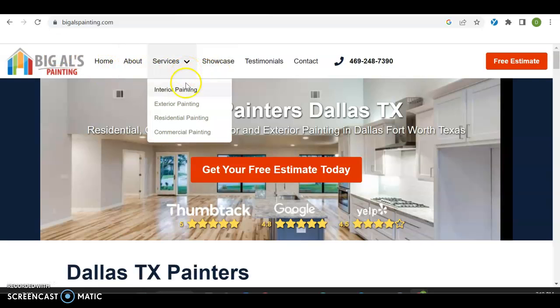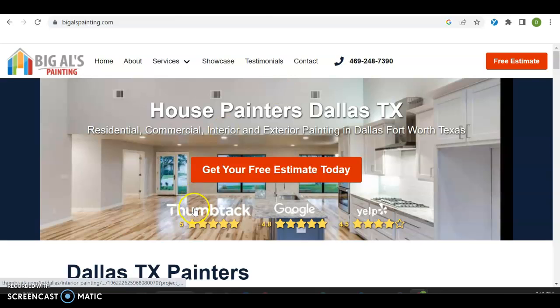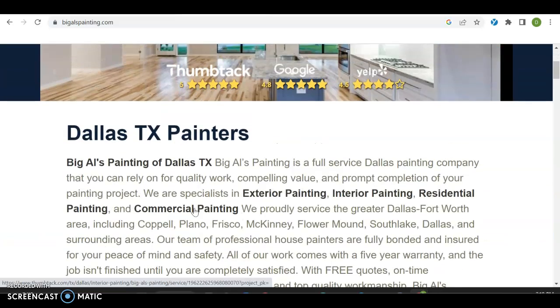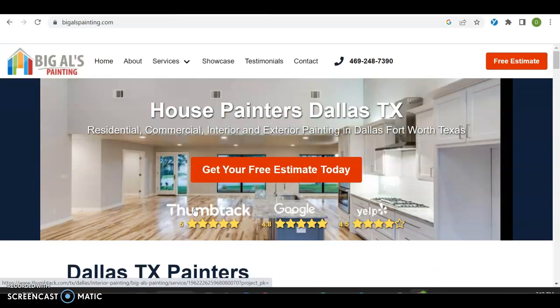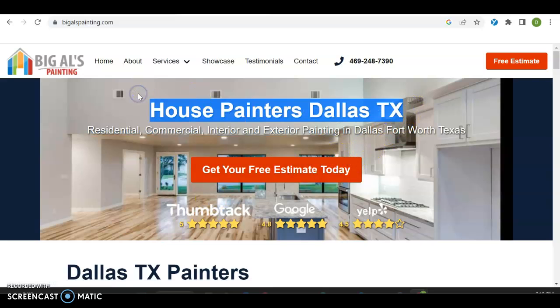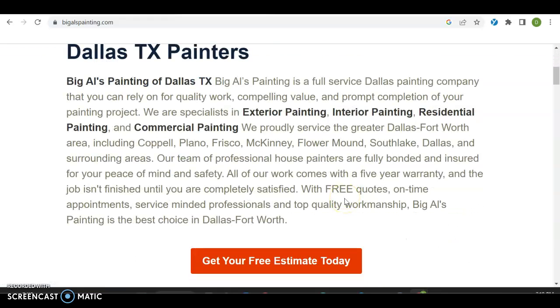Everything's up in the front here. Interior, everything they do, showcase, testimonials. Now, I don't have a lot to say about their website other than the fact that they do have an excellent amount of keywords. This right here is an excellent keyword. House Painters, Dallas, Texas. They got residential, exterior painting in Dallas, Fort Worth. So they're doing an excellent job of getting those keywords in place.